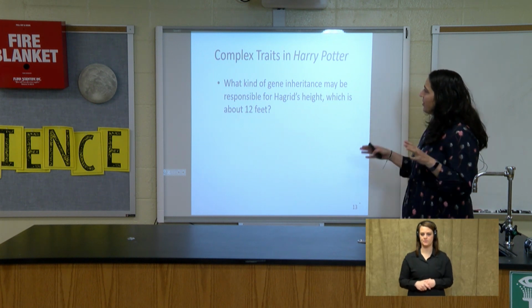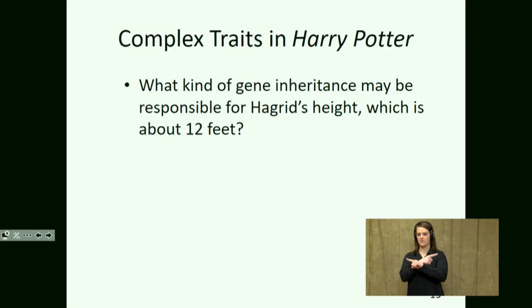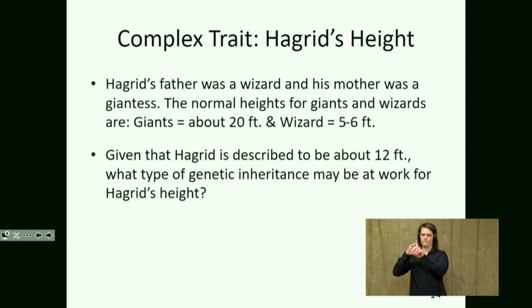Now, another complex trait in Harry Potter is height. Hagrid. All right? We know he's tall. But Hagrid had a mom that was a giant, and his dad was a normal wizard. Okay? So, who did he get his height from? Hagrid's only about 12 feet.